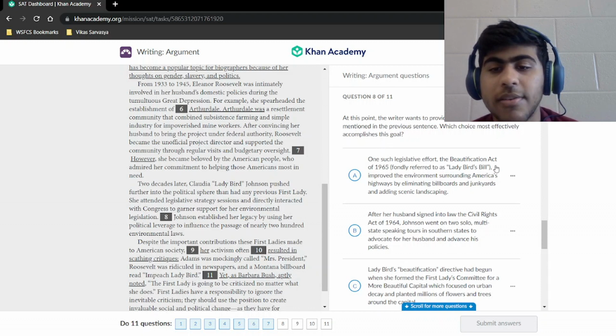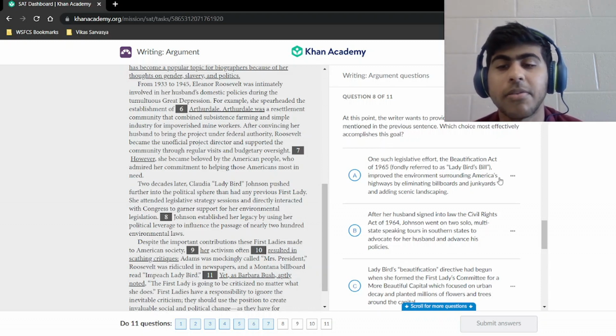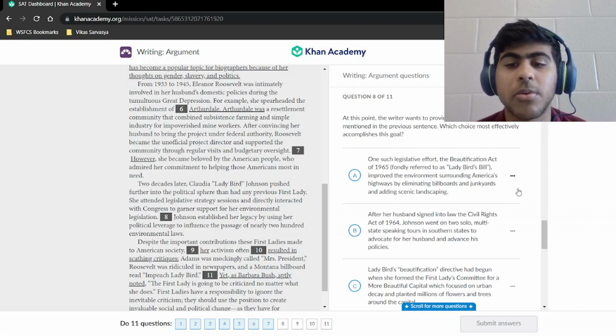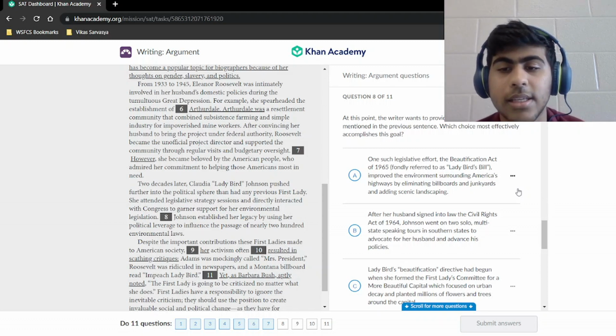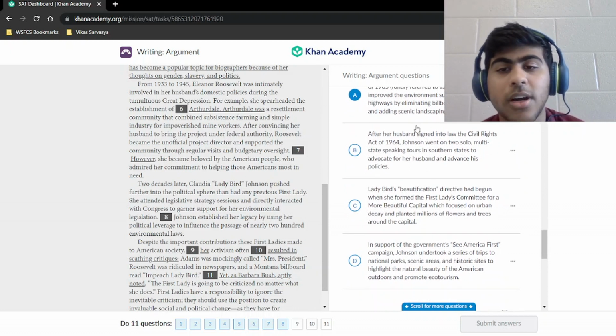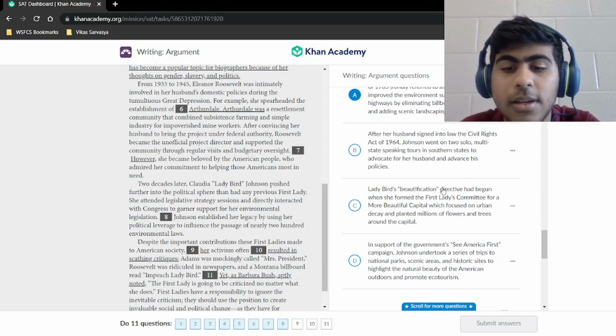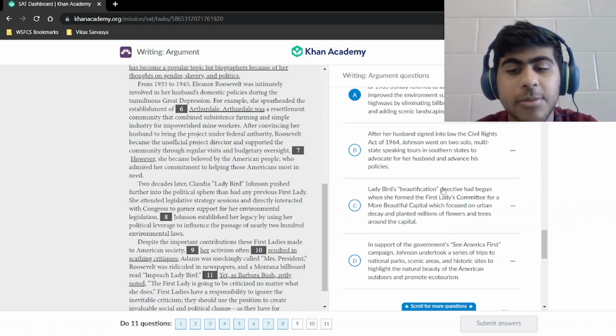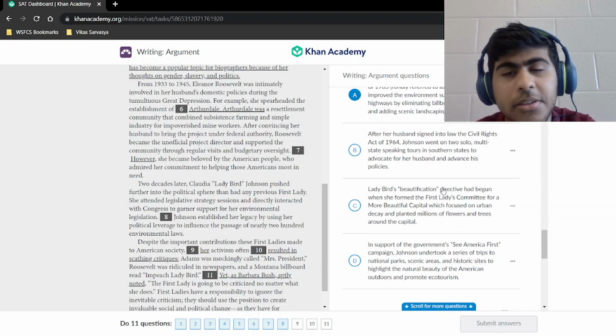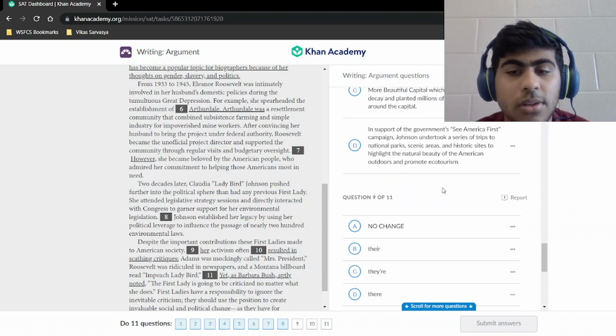So one such legislative effort, the Beautification Act of 1965, commonly referred to as Lady Bird's Bill, improved the environment surrounding America's highways by eliminating billboards and junkyards and adding scenic landscaping. That's an example, right? That works out. Then we have, after her husband signed the Civil Rights Act, went on 2 solo multi-state speaking tours. That doesn't really tell us anything, especially since it's to advance his policies, and really just like a campaign tour. And then we have her beautification directive. That's not specific. And then in support of the government, See America First. That also isn't really saying anything useful in there.